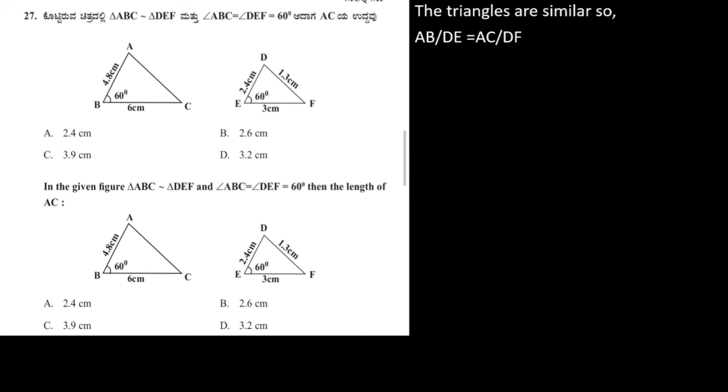We have AB as 4.8 divided by DE as 2.4, equals AC by 1.3 as DF. Dividing 4.8 by 2.4, we get 2 by 1 equals AC by 1.3. Now we do cross multiplication. By cross multiplying we get AC equals 2.6 centimeters. So answer B is the correct one.